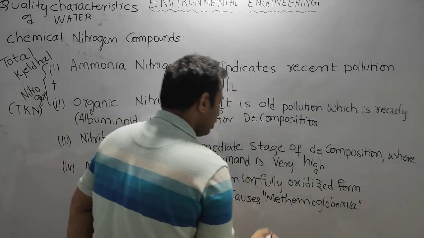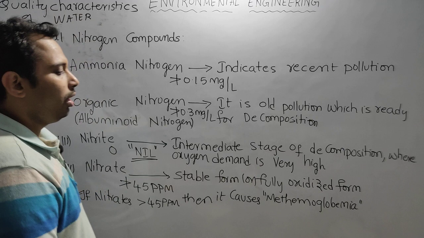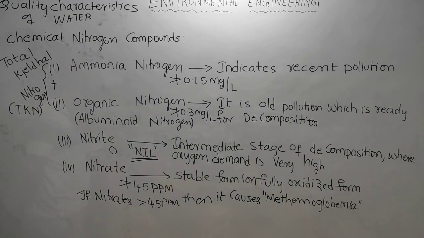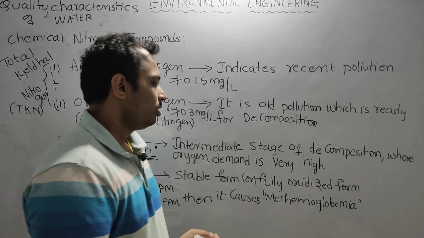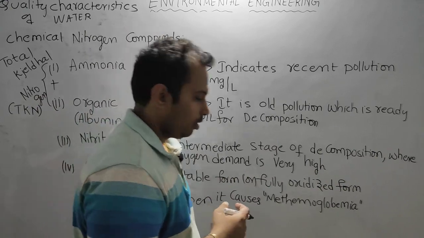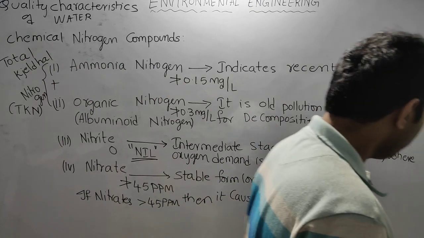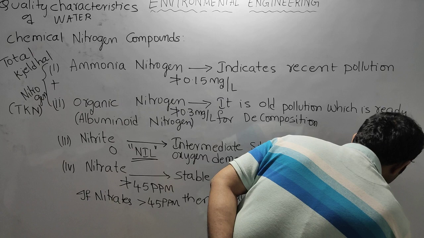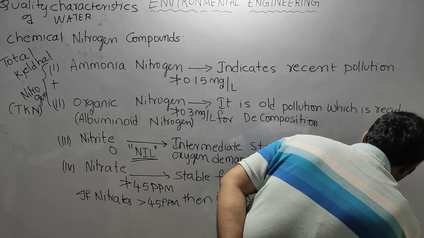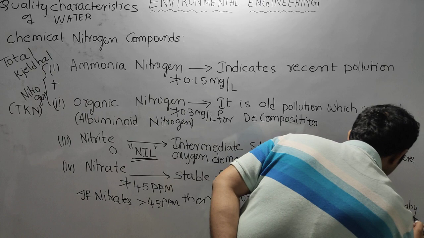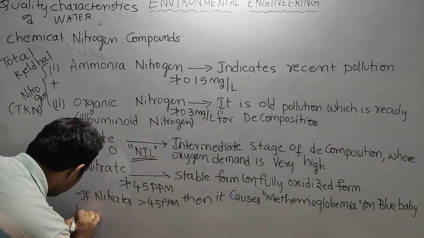So in this methemoglobinemia, the hemoglobin in blood will react with the nitrates and forms methemoglobin, because of which the body color changes into blue. And this disease is predominant in infants. That is why we call this disease blue baby disease.